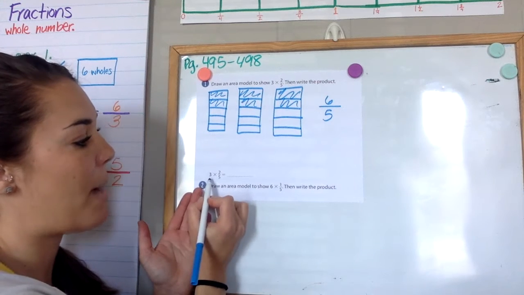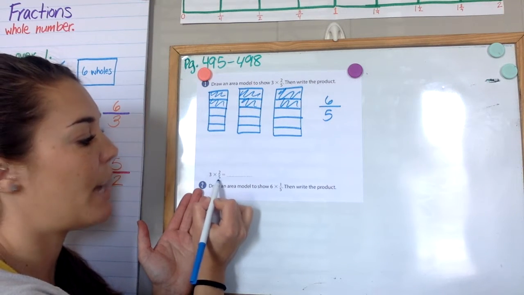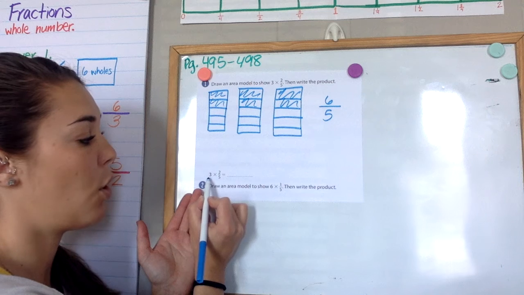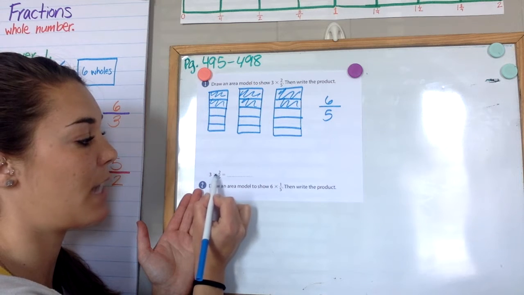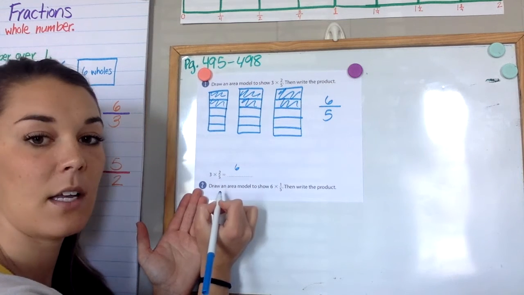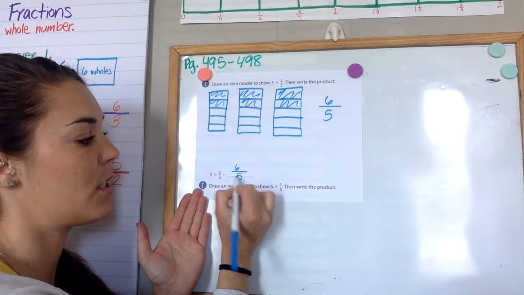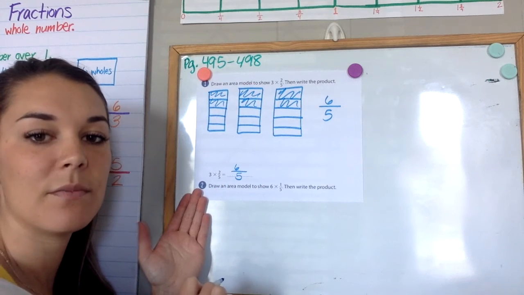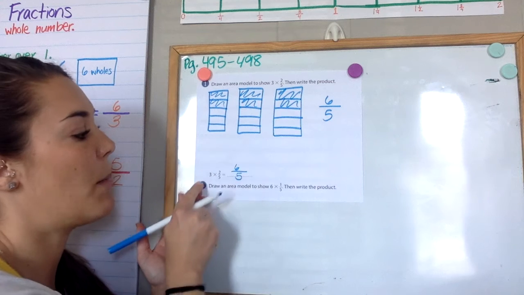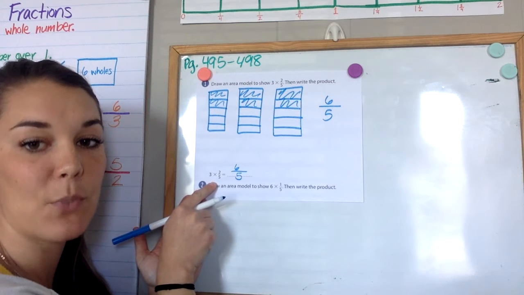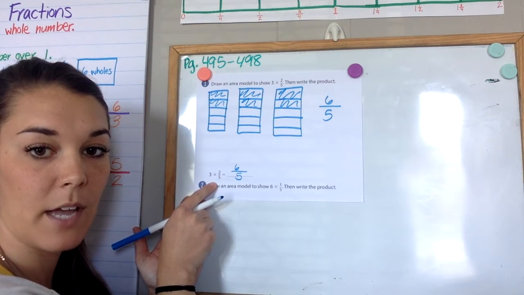I'm going to check that mathematically. 3 times 2/5. So we got the whole number times the numerator. So 3 times 2 is 6. Our denominator never changes for now. It says 5. So my area model represents the same thing as my multiplication problem. Okay?